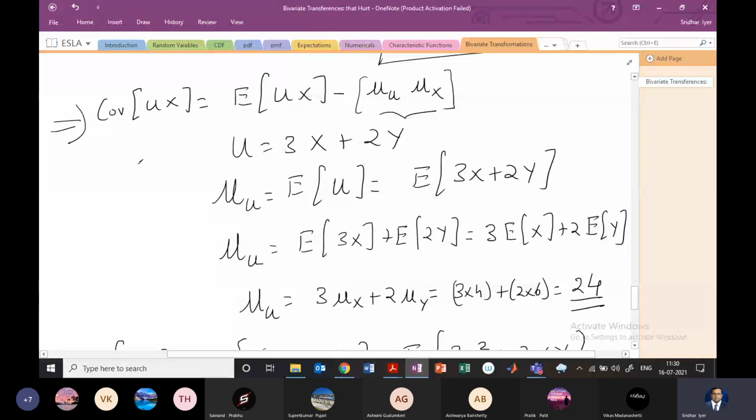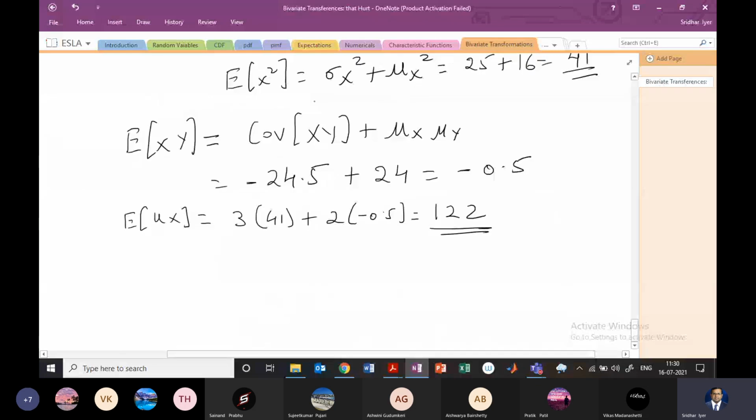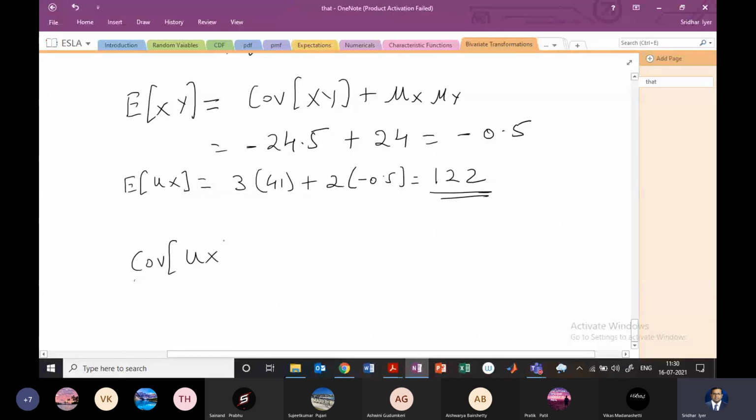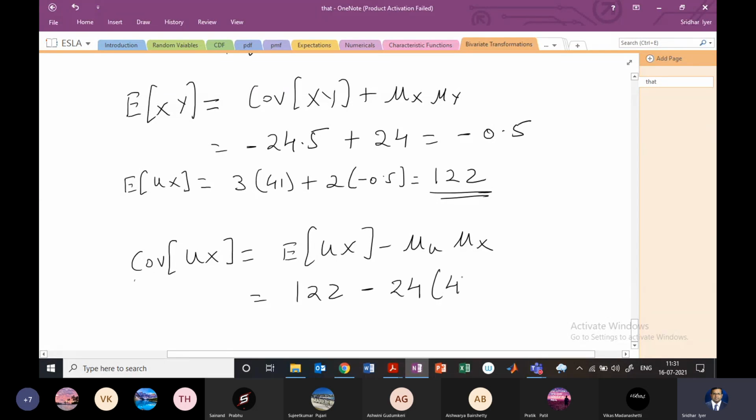So therefore, covariance ux is E of ux minus mu u mu x. Therefore, this value will be 122, which we have just found. Mu u is 24, which we have found. Mu x is given, which is 4. So what we get here is 26. Just check if you get 26. Yes. So that's how we can find covariance ux.